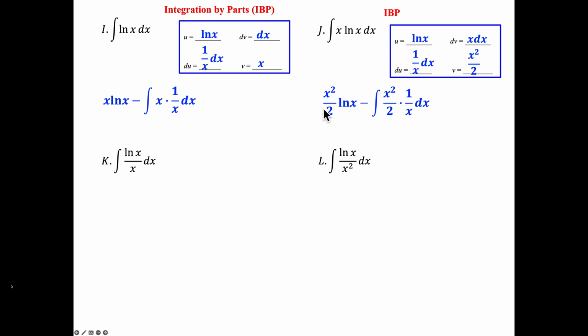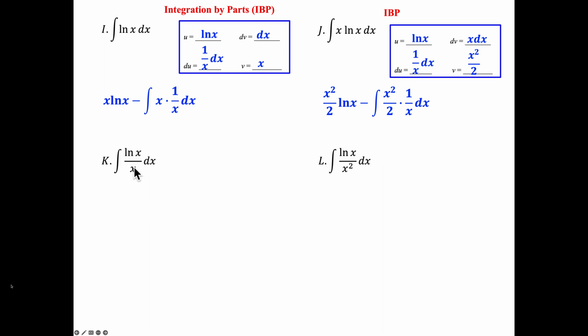So put it in our integration by parts. U times v, x squared over 2 times the natural log of x, minus the integral of x squared over 2 times du, 1 over x dx. I can cancel the x's, factor out a 1/2, and integrate accordingly.